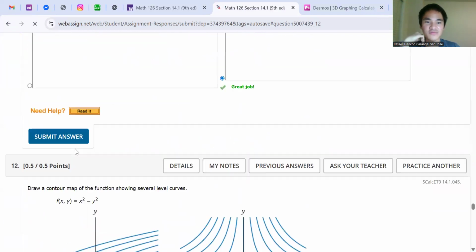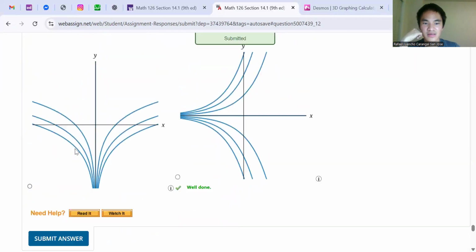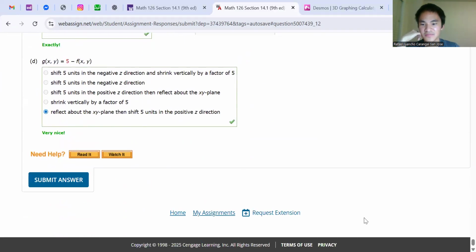This one's just graphical transformations. Yeah, finally, we got all of it done.